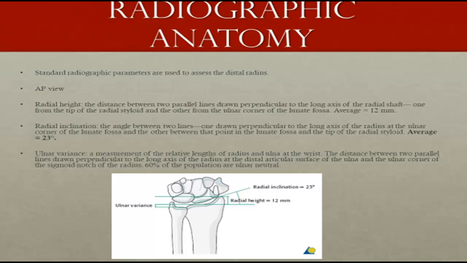Lastly, we can look at the amount of ulnar variance associated with the PA roentgenogram view. This is the measurement of the relative lengths of the radius and the ulna of the wrist. This is the distance between two parallel lines drawn perpendicular to the long axis of the radius at the distal articular surface of the ulna and the ulnar corner of the sigmoid notch of the radius. 60% of the population do have an ulnar neutral position.